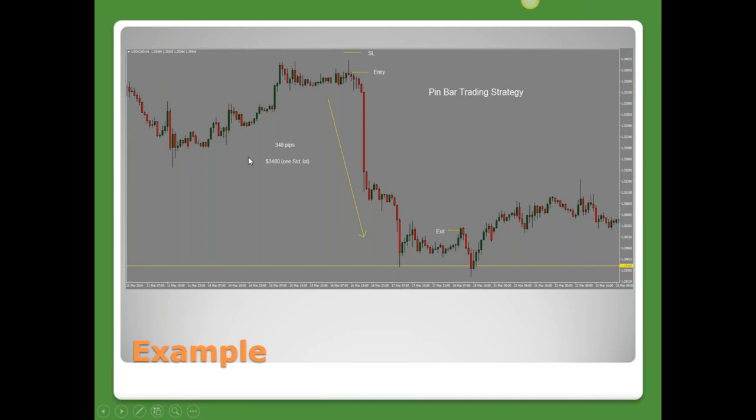This was a really nice trade. We had 348 pips in this trade. So that's a nice $3,480 in profit if trading one standard lot. In one standard lot, one pip is equal to $10. So each pip that you get will be worth $10. In this case, 348 will be worth $3,480.